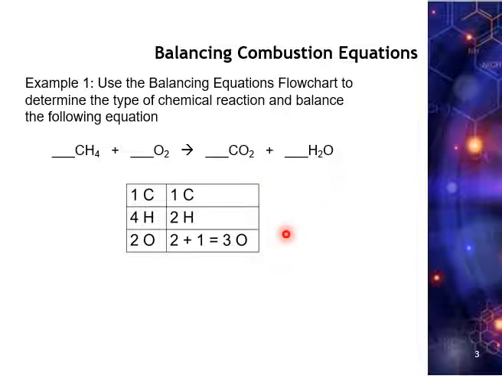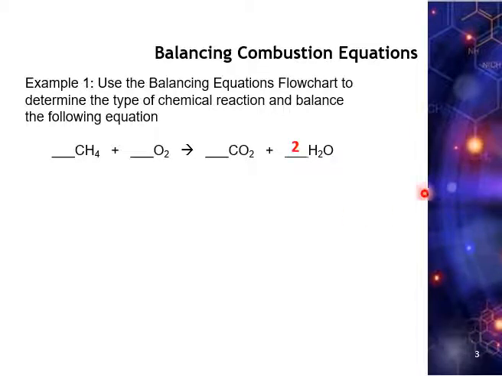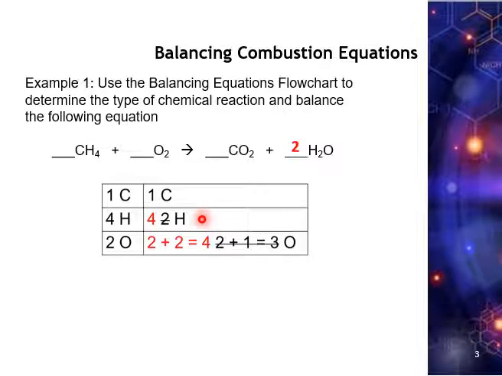The first thing we do is balance our carbons. Our carbons are balanced. The next thing is our hydrogens. So to balance the hydrogen, we put a 2 here. 2 times 2 is 4 hydrogens. It also changes the oxygens. You have 2 times 1 is 2 and 2 is 4.